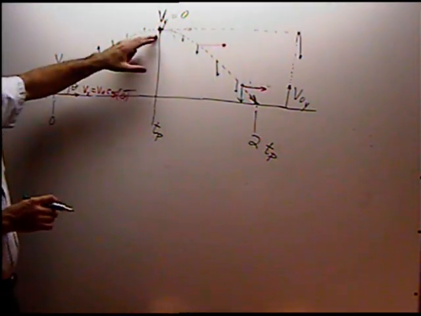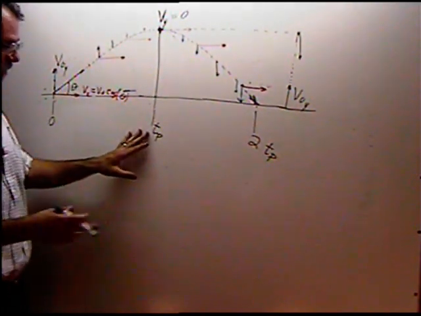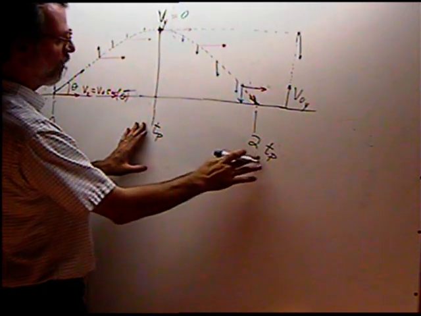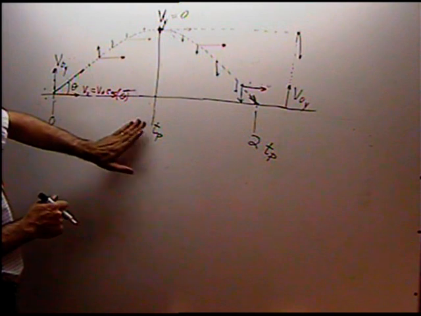Okay, so the peak is in the center, so the time to peak we're going to say is t sub p. The time all the way to the very end is simply 2 times that t sub p. Okay, how would we find this time to peak?